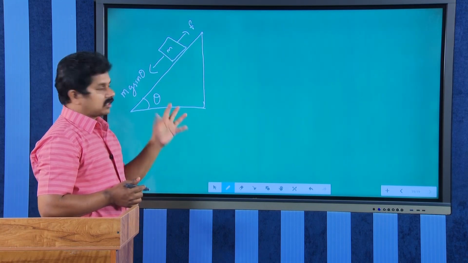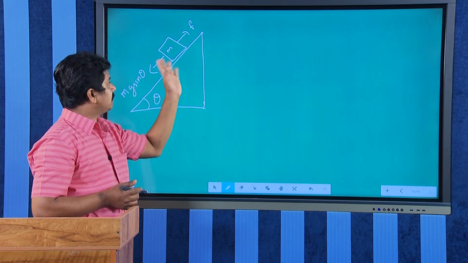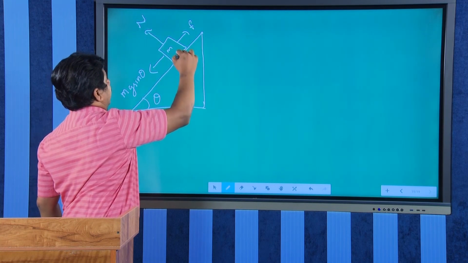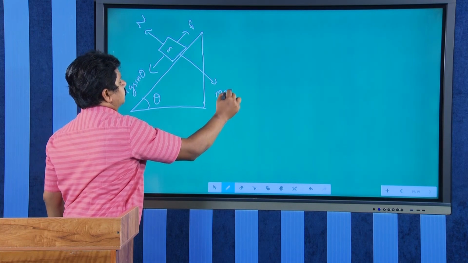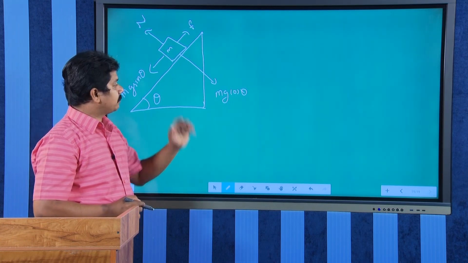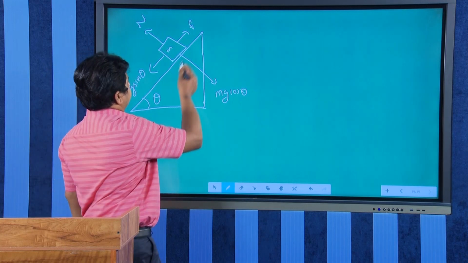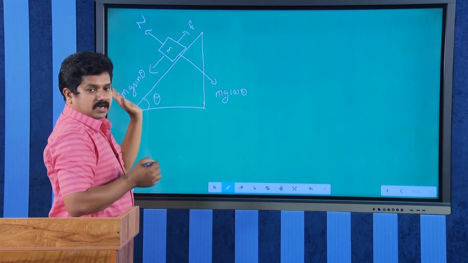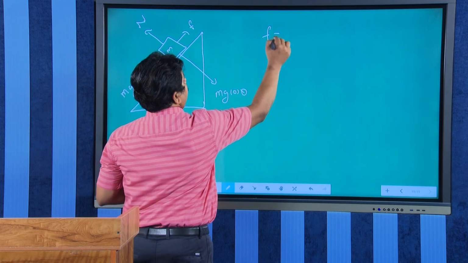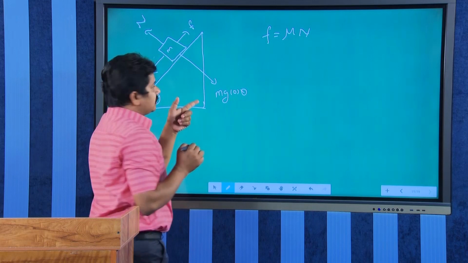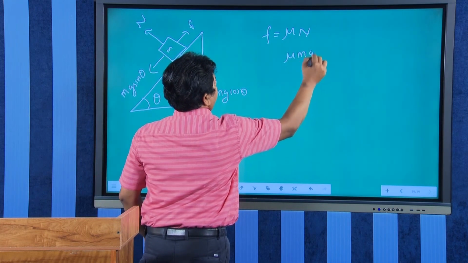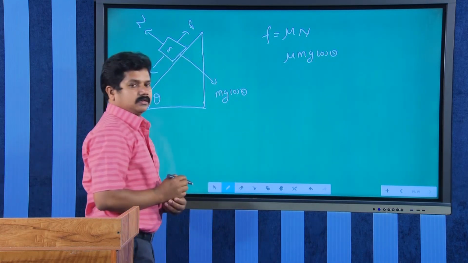The resolution of mg sin theta and mg cos theta we know already, we discussed in the previous session. So, there will be a normal reaction here and mg cos theta here. When the block starts sliding, what will be the frictional force? The maximum value, that is mu into N. What is N in this case? Mg cos theta. So, mu mg cos theta will be the friction.